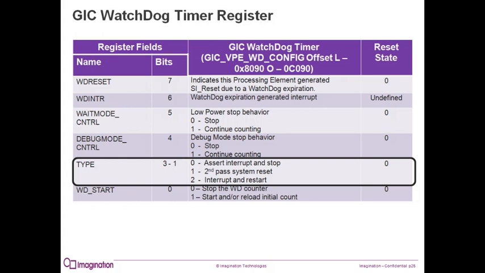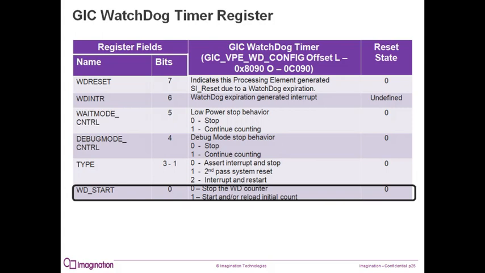The WD enable field is used to enable or disable the watchdog timer or reload the initial count. Setting this bit to 0 disables the timer. Setting this bit to 1 enables and reloads the count set in the watchdog timer initial count register. To reload the count to an already enabled timer, all you need to do is set this bit to 1.